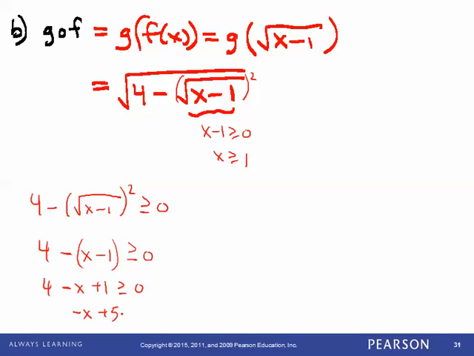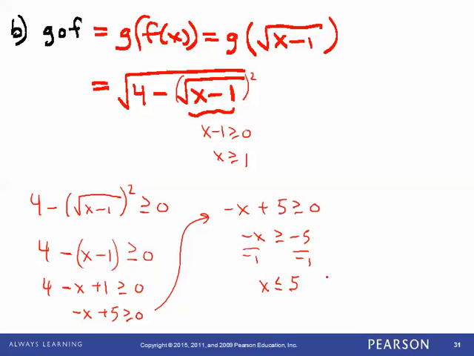Plus 5 greater than or equal to 0. I'm running out of room here, so I'm going to bring it up here. So at this point, how about subtract 5 from both sides? Divide through by negative 1. And again, I have to switch the inequality around, and there it is.